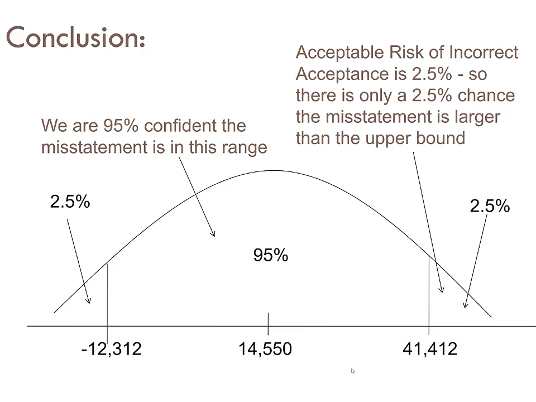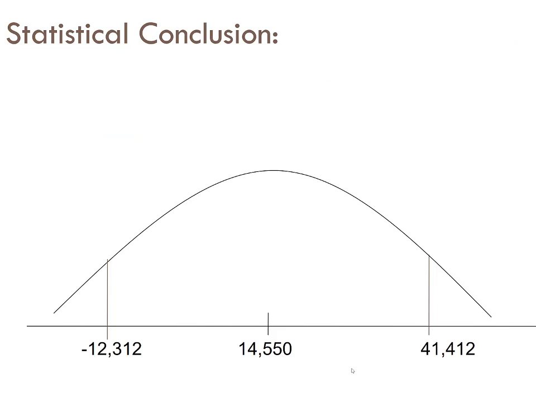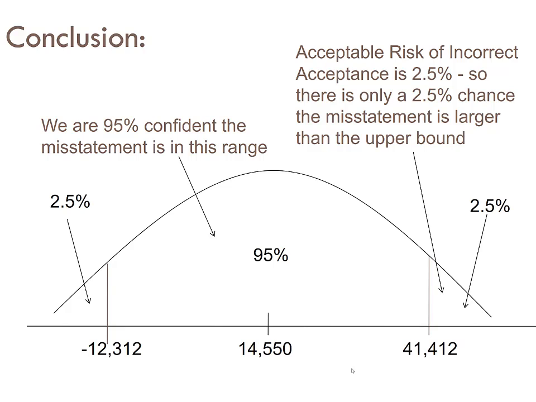And remember, let me go back just so you guys can take a look at that for a little bit longer and just read through that. 95% confident the misstatement is in this range. There's a 2.5% chance that it's misstated by more than 41,412, and there's a 2.5% chance that it's understated by more than negative 12,312. That's what these tails mean.